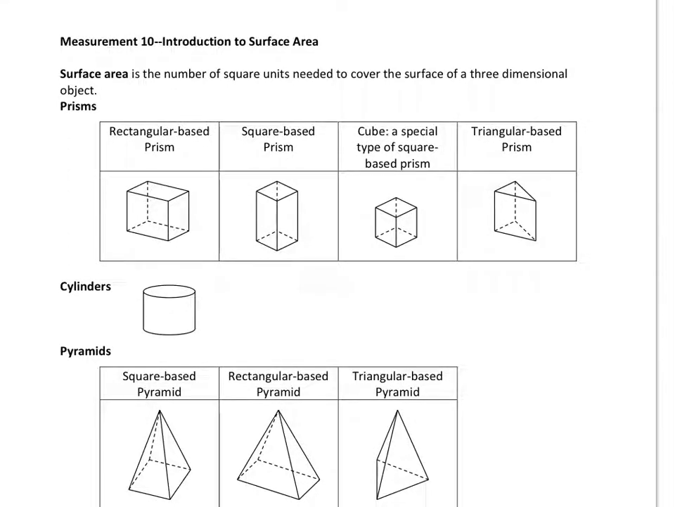In this lesson, the 10th lesson in measurement, we're going to look at surface area. Surface area is the number of square units needed to cover the surface of a three-dimensional object. So now you'll see that we're working with three-dimensional objects. And if you think of surface area, think of having to paint the outside of that, or how much wrapping paper it would take to cover all of the surfaces of that shape.